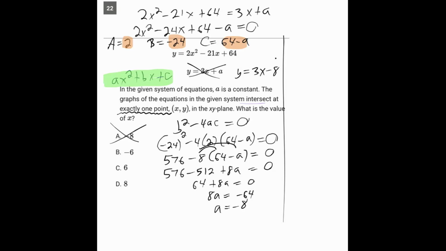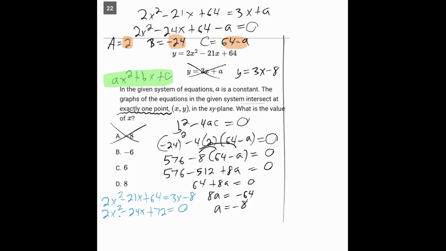So once again, for intersections, you set them equal. So let's go ahead and write it down here actually. 2x squared minus 21x plus 64 equals 3x minus 8. Get everything on one side equal to 0 because that's what you do for quadratics. Take away 3x, add 8. You have 2x squared minus 24x plus 72 equals 0.